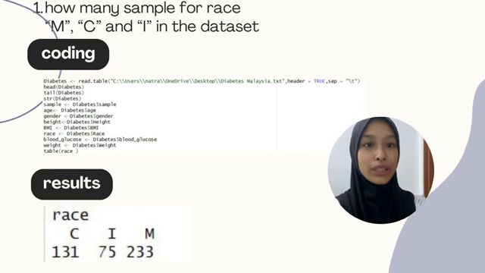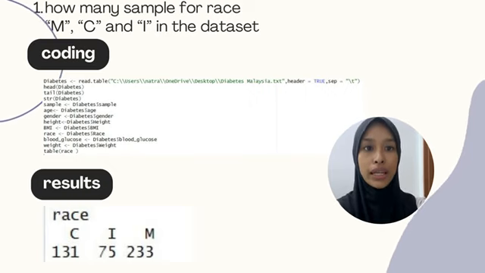Hi everyone, my name is Sabrina binti Rahimi and I will be presenting the first question, question 1. Question 1 asks us to count the sample of race Malay, Chinese and Indians in the dataset.